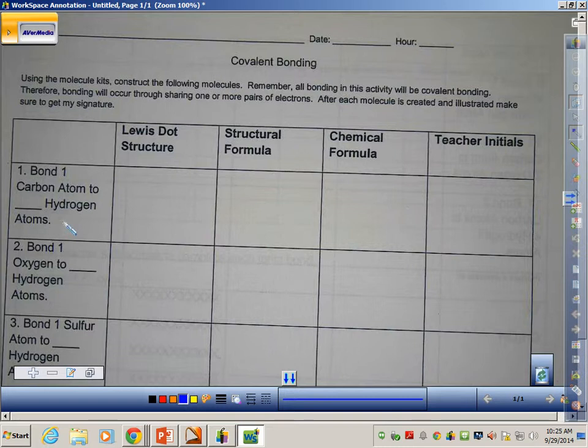So let's start here with 1 carbon atom to an unknown number of hydrogen. I told you last week you do hydrogen last and the other one first, right? So in this case I have carbon, and just so you know, you always do carbon first, then oxygen, then hydrogen, in that order, COH, okay? So the Lewis dot, I'm not going to make you draw the atomic model today. Everybody say yay. Yay, right?